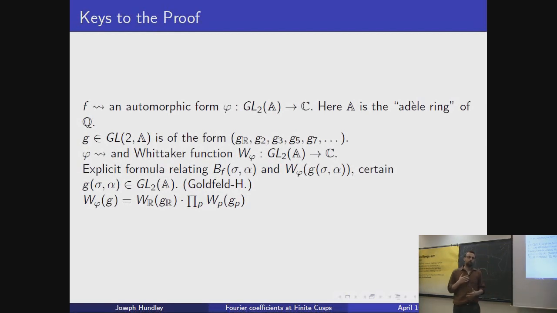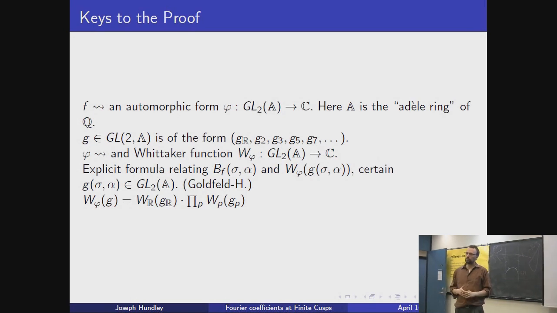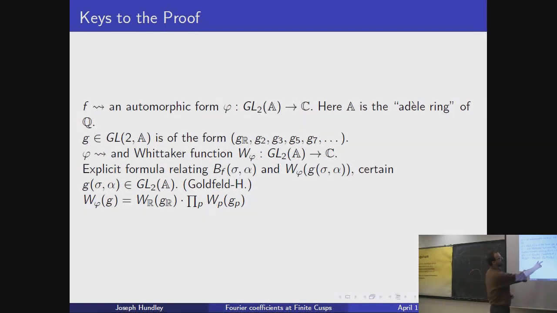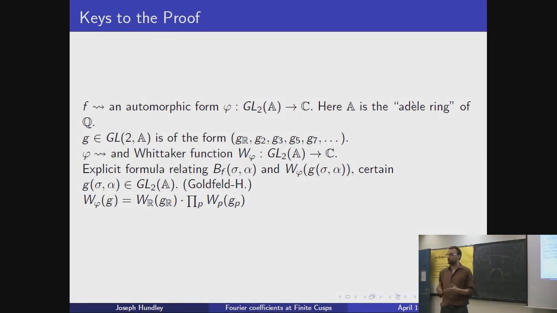When you do Fourier expansions in the context of GL2A, what you get is something called a Whittaker function. This is another function from GL2A to C. And the Whittaker function has the property that it's actually a pointwise product of functions, one which depends only on the real component of G, and then at each prime you get a function that depends only on the P component of G. So this kind of identity looks pretty useful for trying to prove factorization of the Fourier coefficients.